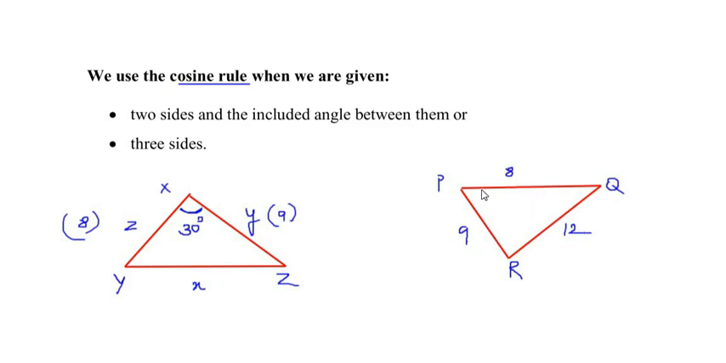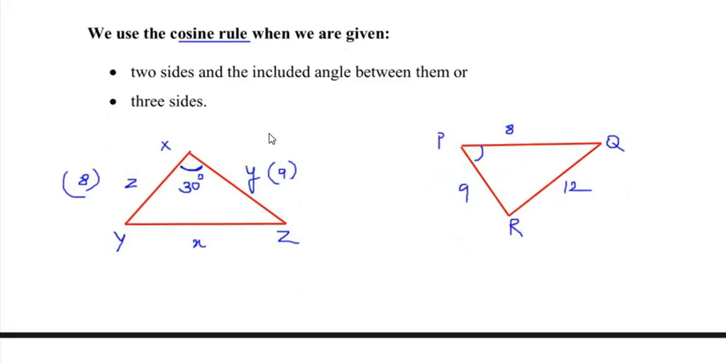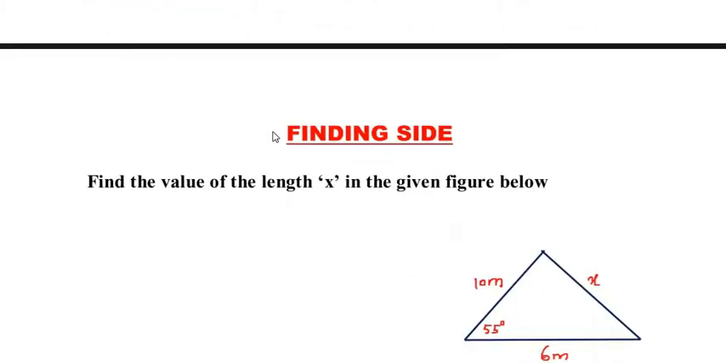So they may ask you to find angle P, or angle Q, or angle R. So remember, cosine rule can be used if two sides and an included angle between them is given, or three sides are given. So keeping these two rules in mind, let us go for finding the sides.